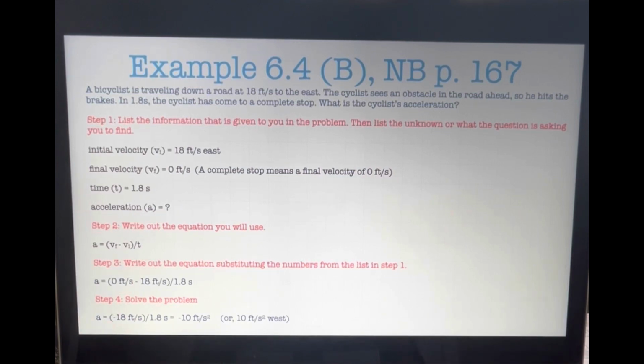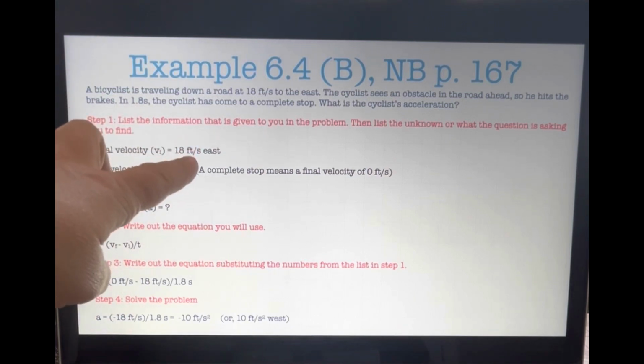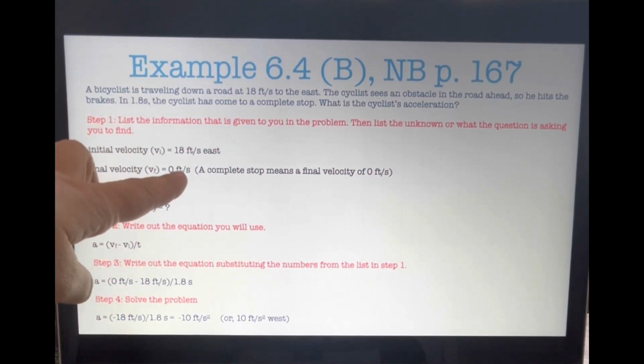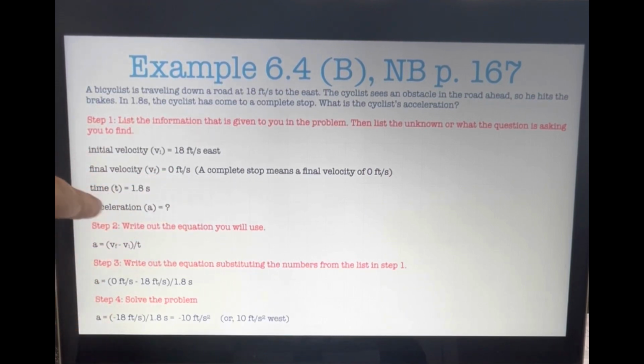We have the initial velocity as 18 feet per second east. The final velocity comes to a complete stop, so obviously 0 feet per second. It took him 1.8 seconds. So we have to solve for acceleration. We use the same equation that we've been using.